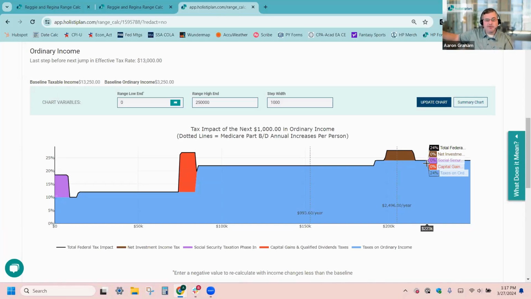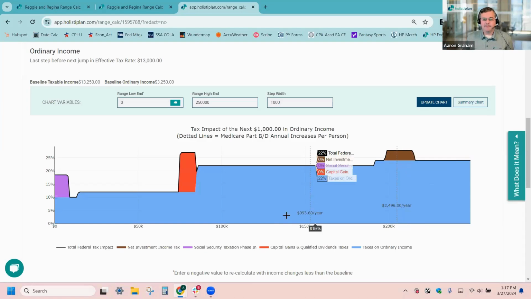That's because you have used up. Remember, net investment income tax is the lesser of net investment income or the amount of the threshold. At this point where the brown disappears on the graph, we have exhausted all the net investment income. So that is the lesser of that or the amount of the threshold. And that's why you see that disappear.